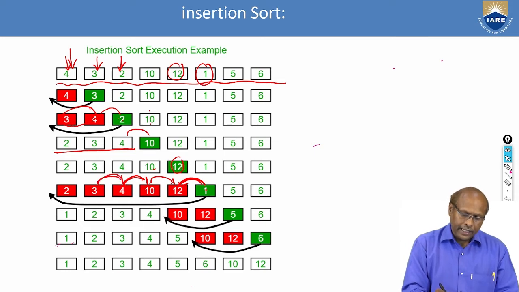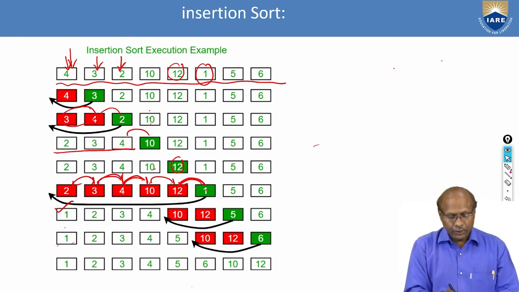Again compare 1 with 3. So 1 is smaller, so 3 will swap. So 1 is coming here. Again compare 1 with 2. So 1 is smaller, so swap these two. So 1 is coming to the front here. So this is the way it continues.